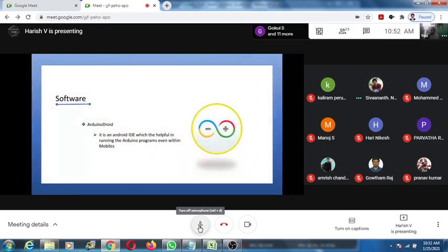Software requirements. Arduino Droid. It is an Android IDE which is helpful in running the Arduino programs even within mobiles. We didn't try the program on PCs or computers. We use just the phone to program our Arduino.